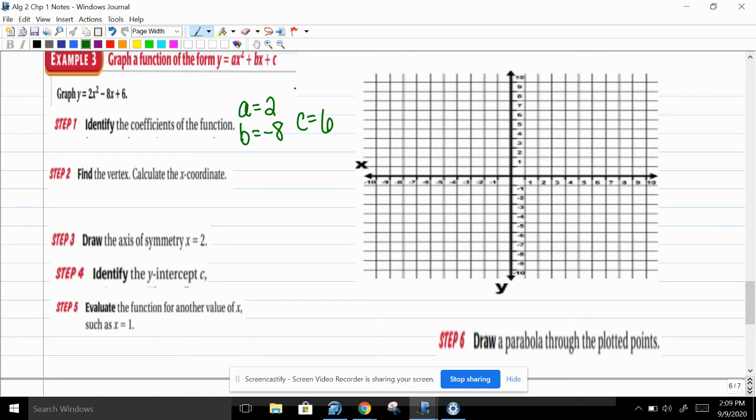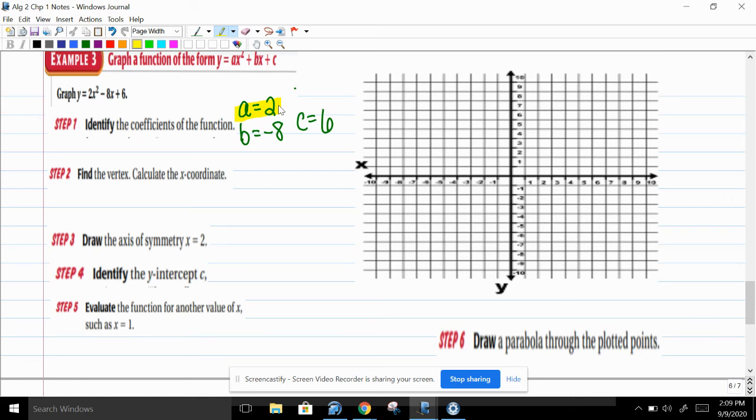The first thing I want you to take a look at is the fact that a is equal to 2. Because a is a positive number, that means our parabola is going to open up. Because a is also a number that's bigger than 1, it's going to be a little bit skinnier than our parent function. The bigger the a, the skinnier the graph.